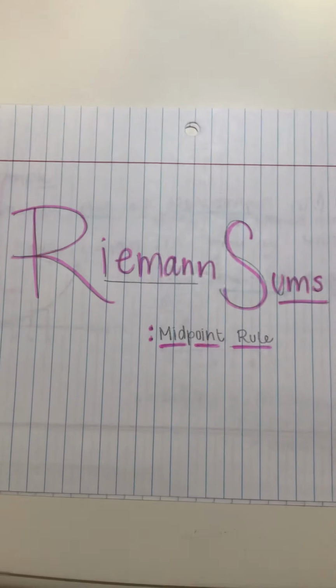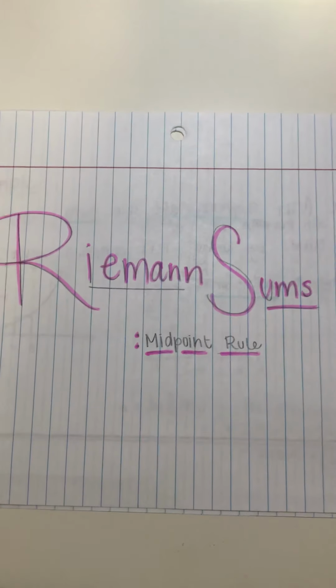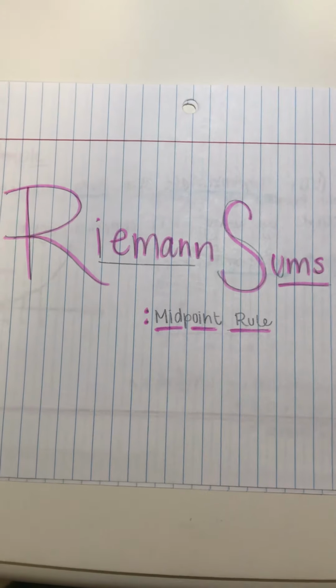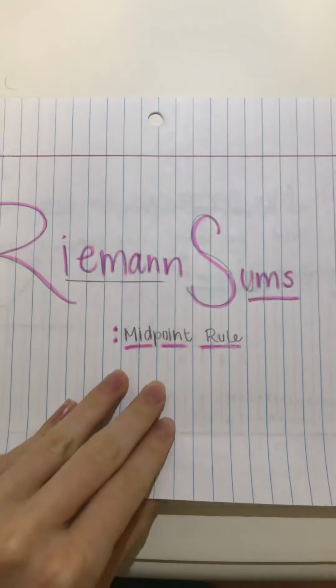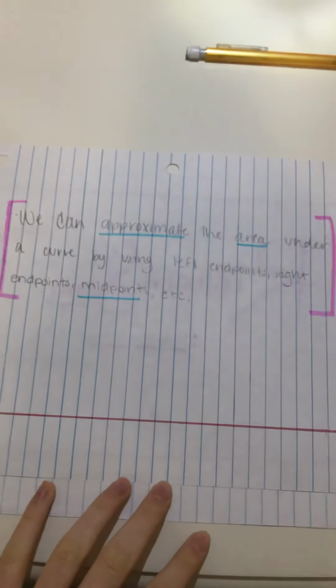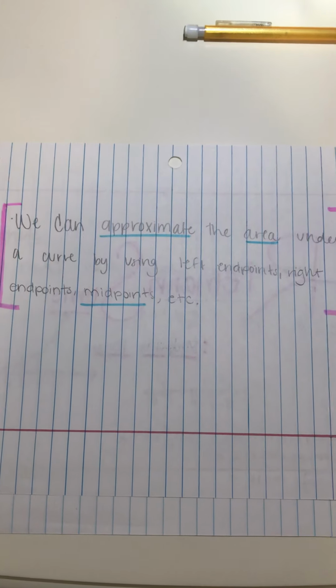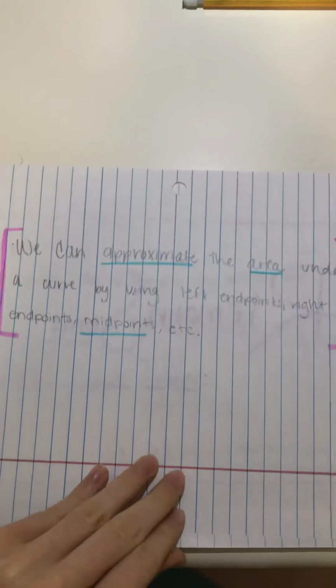Hello, my name is Allison Harvey, and this video is going to focus on how we can use Riemann sums, specifically the midpoint rule, to find the area or approximate the area under a curve. So, just reiterating some facts about Riemann sums is that we can approximate the area under a curve by either using left endpoints, right endpoints, midpoints, etc. And this video is specifically going to focus on the midpoint rule.